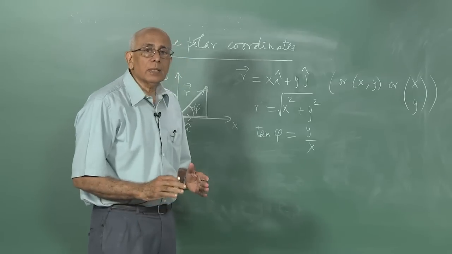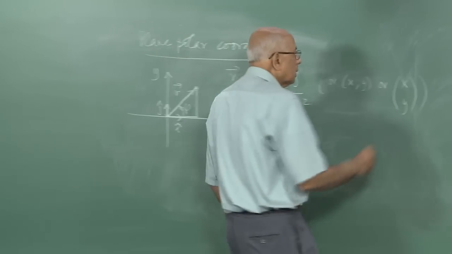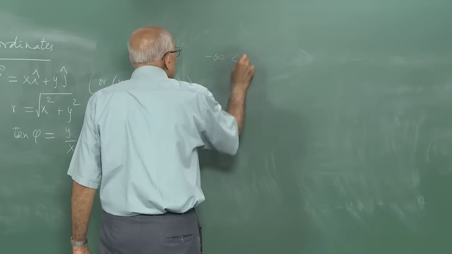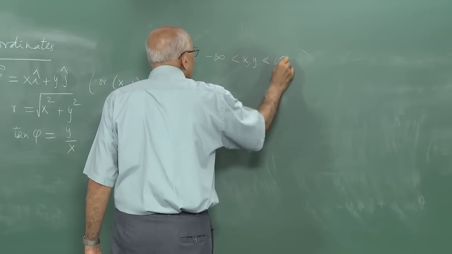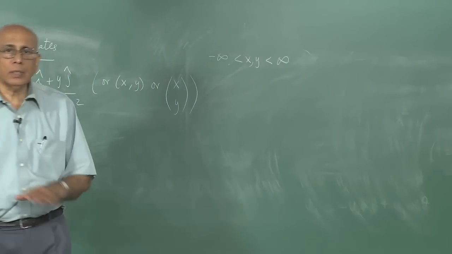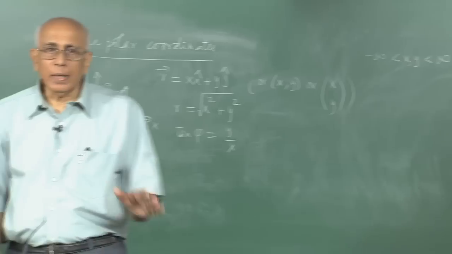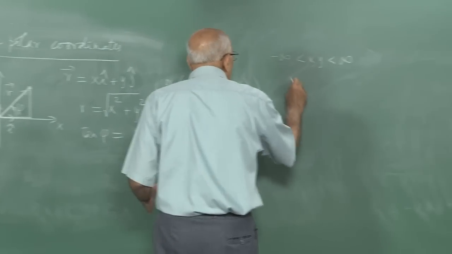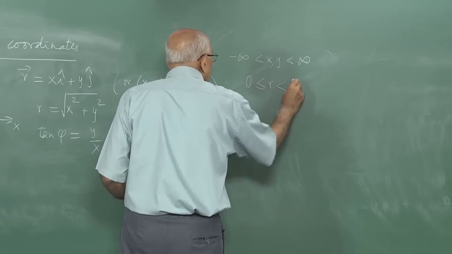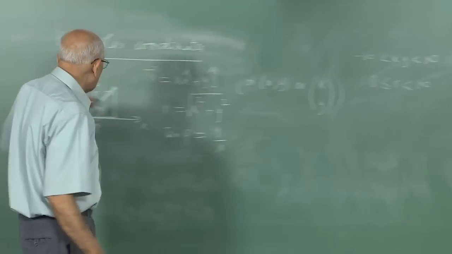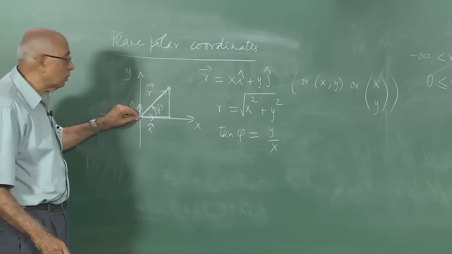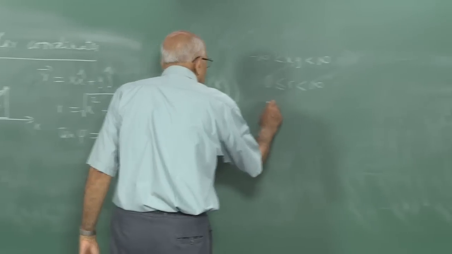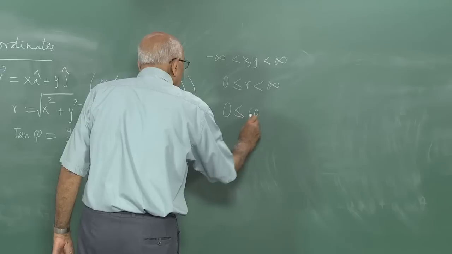Then the question arises as to what are the ranges of these quantities. Just to remind you, minus infinity less than x or y less than infinity. So that is the range of the original Cartesian components on a plane, running all the way unbounded in both directions. On the other hand, 0 is less than or equal to r less than infinity, because this distance can at best be 0, the least value is 0, and on the other side it is unbounded, and phi runs 0 less than or equal to phi.